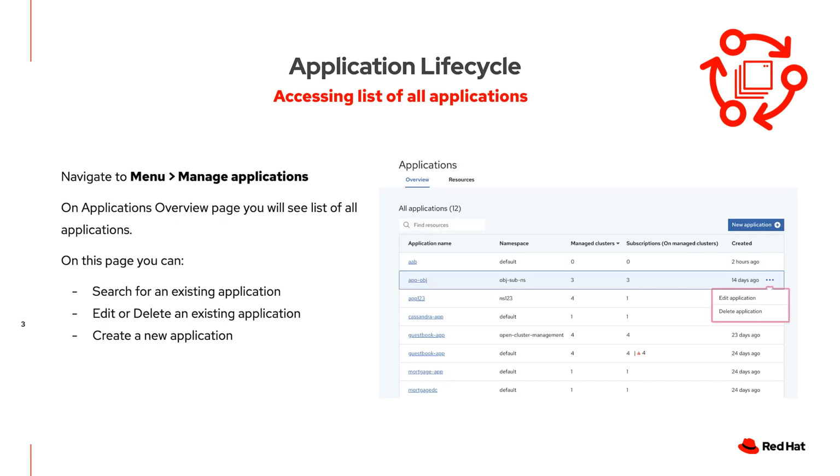To access the application lifecycle, you need to navigate to the menu, click on Manage Applications. From there, you'll see an overview page. From this overview page, you can search for an application, you can edit or delete any application, or you can create new applications.